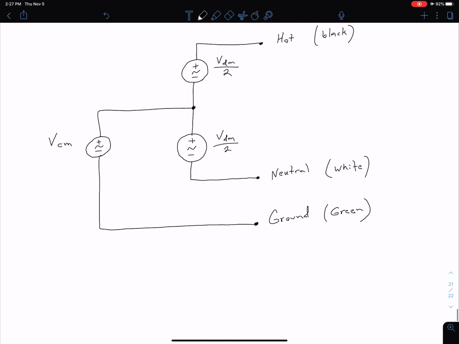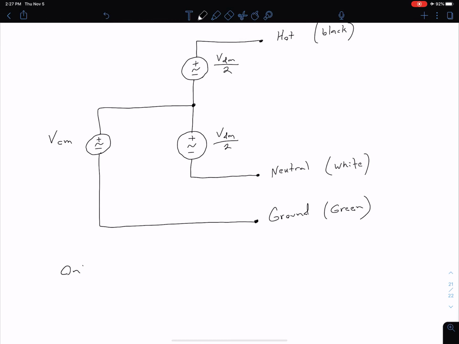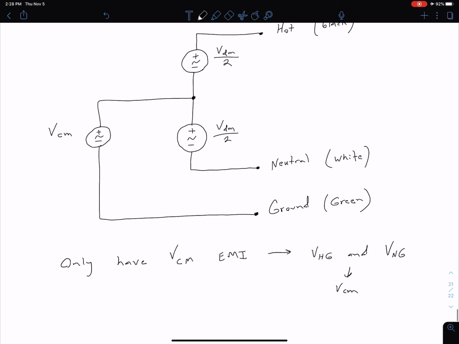If we only have some common mode EMI, I'm just going to put CM for our VCM. If we only have VCM EMI, and keep in mind this isn't necessarily our desired source, these sources just represent our EMI. If we only have the common mode, what we get is that our VHG, our hot to ground, and our V neutral ground, the EMI in both of those is going to equal our common mode EMI.